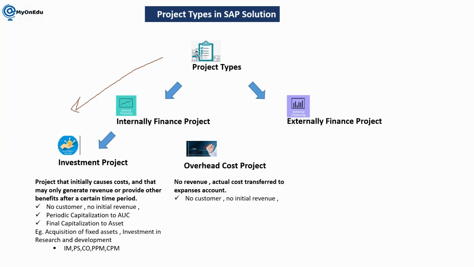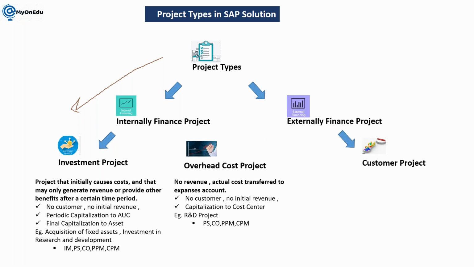Okay, however, there are indirect benefits. Let's say branding is also happening, and apart from that, you are doing charity. So here there will be no customer, no initial revenue, capitalization to cost center like R&D project. Okay, you can implement these types of project into PS, CO, PPM, and CPM.